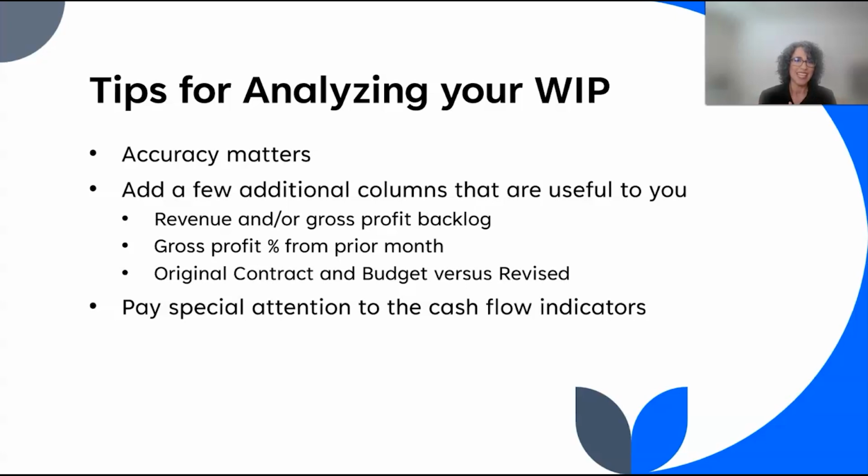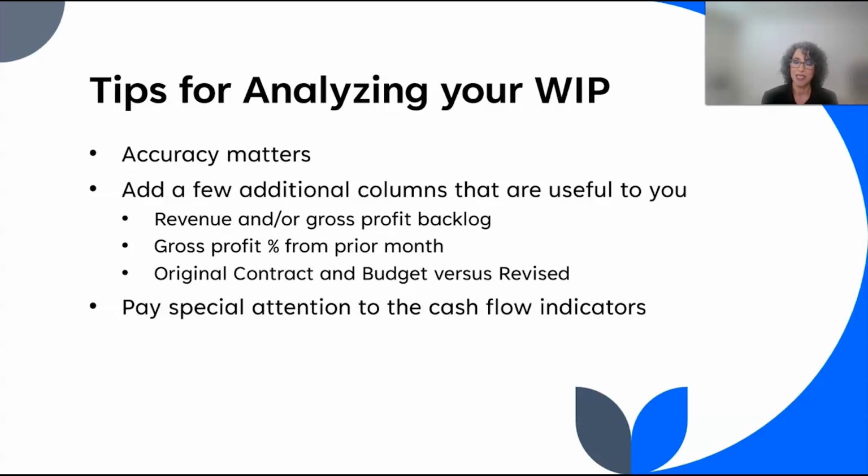If you would like to add a little bit of something extra to your WIP, think about adding some additional columns. The biggest WIP I've ever seen, I think, was 36 columns. I don't know that you need to get that big, but maybe just a couple. You could add original to revised estimates. You could add something like a backlog calculator by job. You could even look at gross profit in the prior month, like I mentioned before.